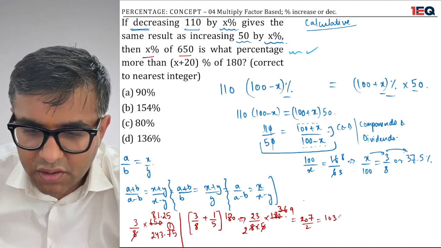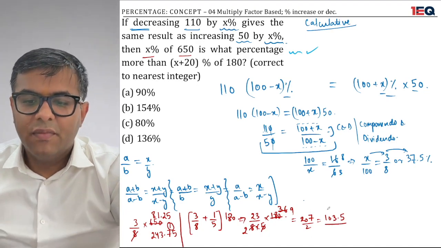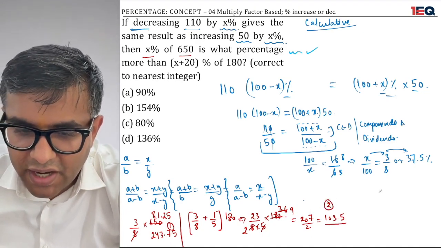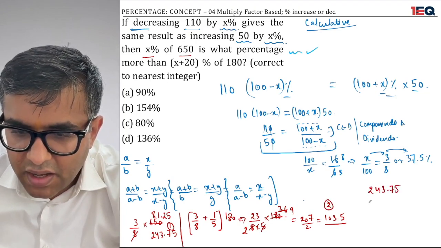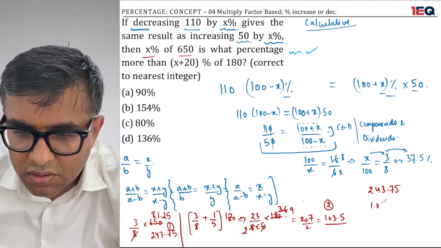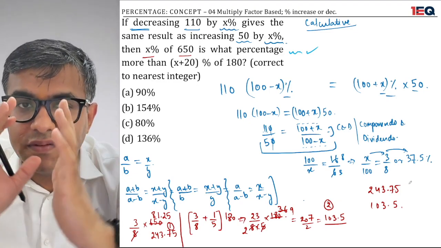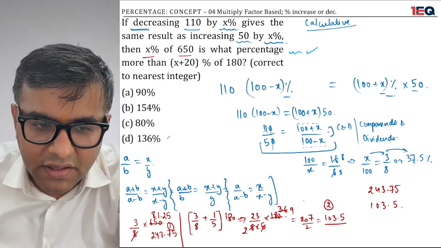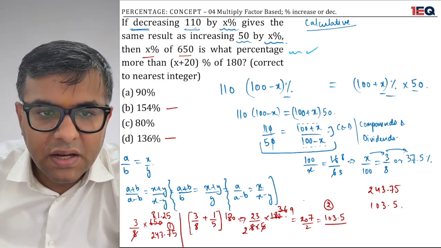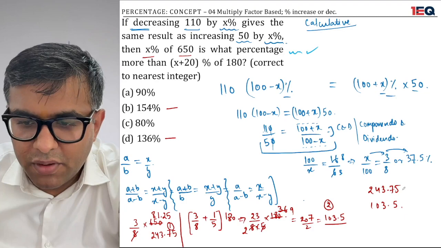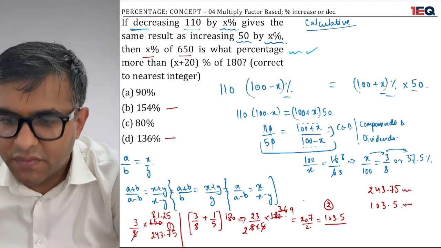and 103.5. Okay, 103.5. This is the second thing. Now I have to derive a relationship between 243.75 and 103.5. Now I'll be applying a smart trick to either reach 136% or 154%. It says this bigger number is what percentage of this smaller number? This is the question over here.